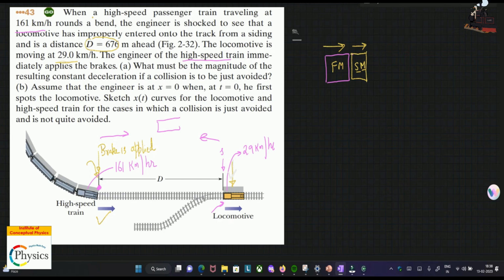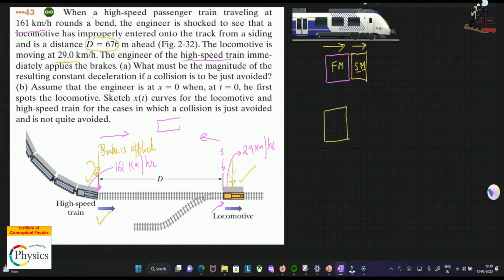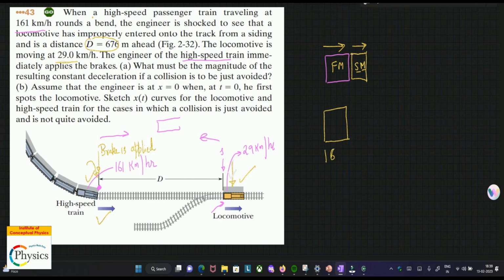See, there is a concept of relative motion, right? What you do in relative motion is you transfer the speed of one body to another and subtract it, right? Which means if this body is moving with 29 kilometers per hour and this body is moving with 161, it is as good as saying that the fast train is moving with 161 minus 29, okay, so 132 kilometers per hour.